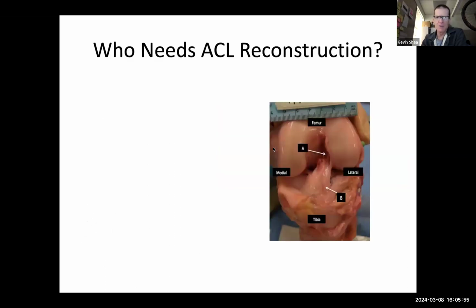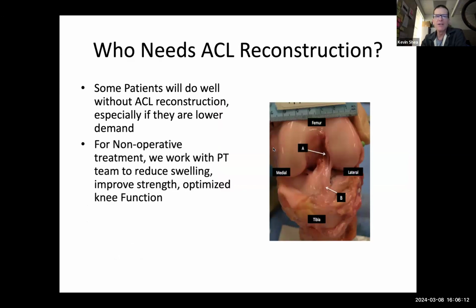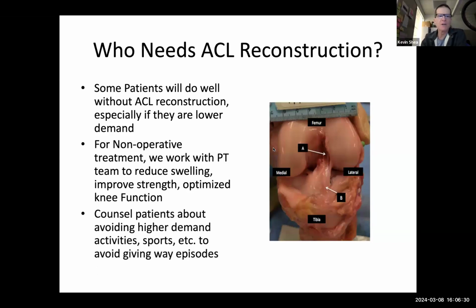Well, let's say you've gone down this path, we've examined, done an MRI, and confirmed you've got an ACL tear. Well, who needs an ACL reconstruction? First, we say that certain types of patients will do well without surgery, especially if they are lower demand. A lot of times older patients who don't do high-level activities may do okay without an ACL, and we treat them with therapy. We work on reducing swelling, getting their strength back, and really maximizing muscle force generation and rehab, such that the muscle stability may compensate for a torn ligament, especially if you're not real high demand with recreational sports or activities.